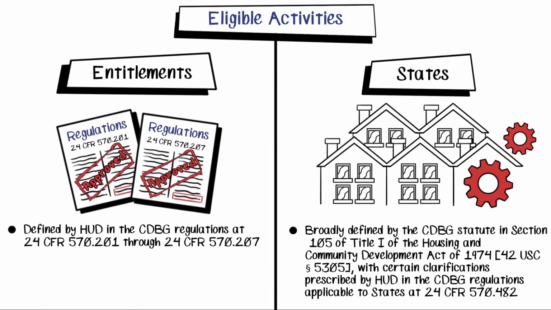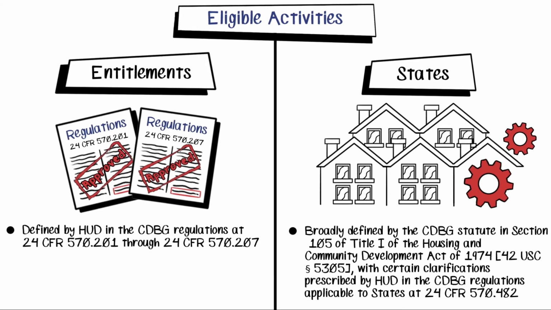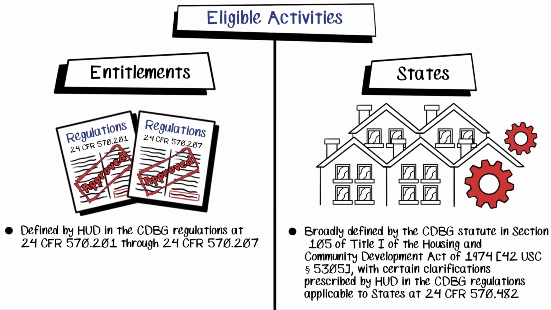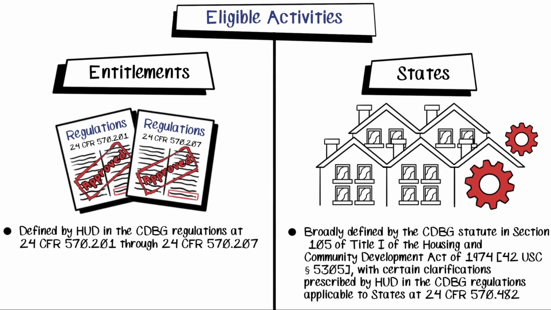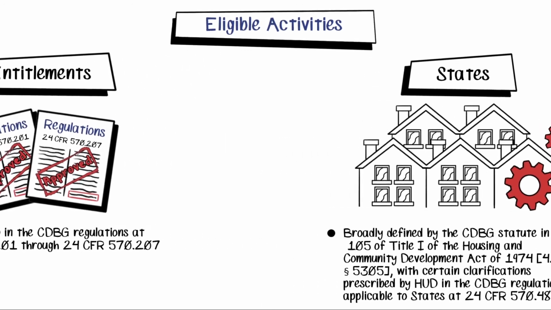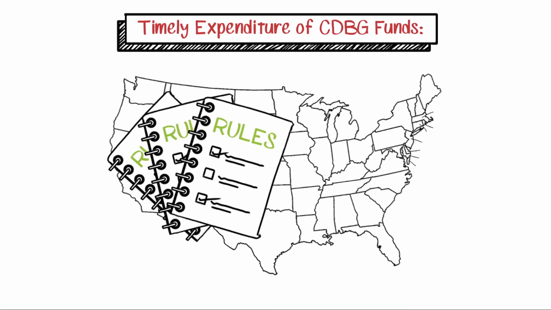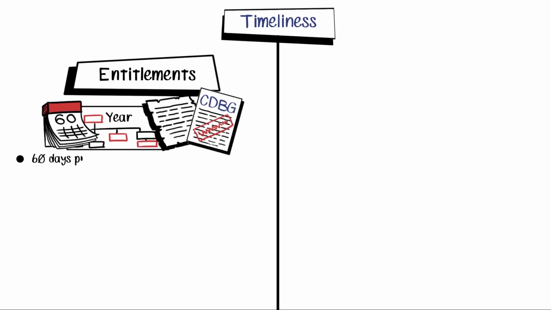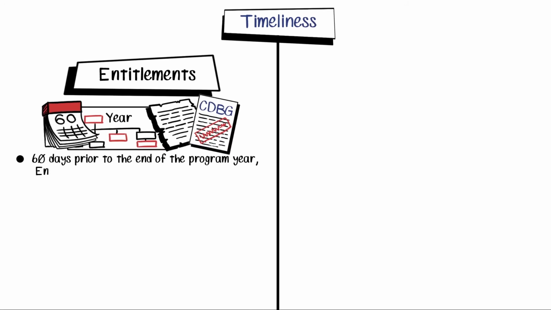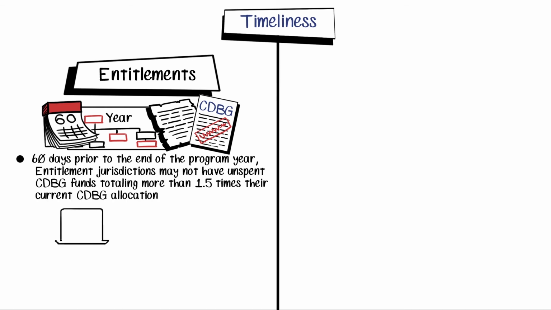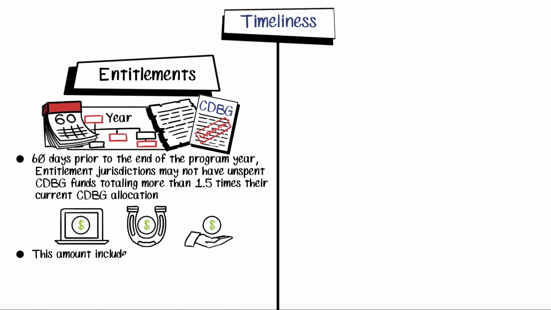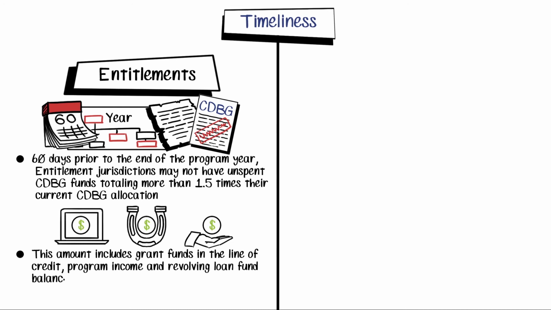The three national objectives are the same for both states and entitlements: activities benefiting low and moderate income, preventing and eliminating slums and blight, and addressing urgent needs. The rules for timely expenditure of CDBG funds are different for entitlements than for states. At a point in time that is 60 days prior to the end of the program year, entitlement jurisdictions may not have more than 1.5 times their current CDBG allocation available to spend. This amount includes grant funds from any year, plus funds in the local account and program income on hand, including revolving loan fund balances on hand.